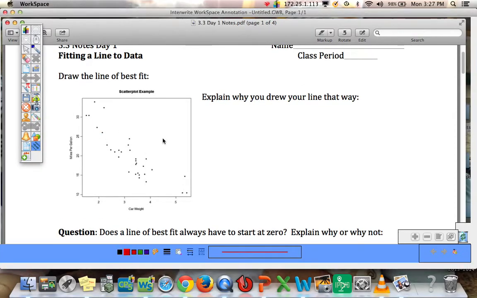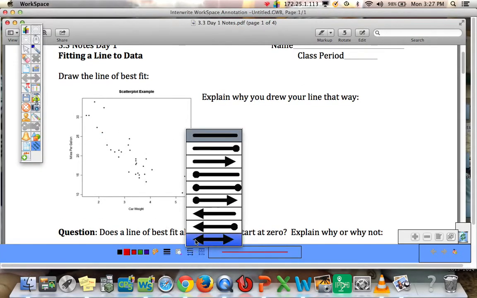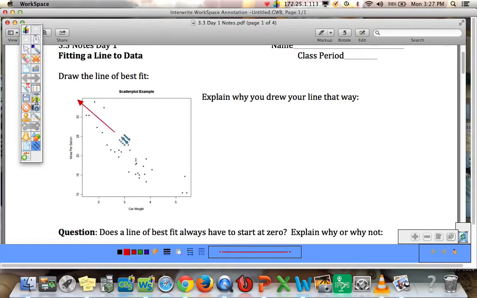So drawing the line of best fit, it would make sense that the slope would be negative. Your line might look something like this. Can you explain why you might draw your line this way? And there's a question. Does a line of best fit always have to start at 0? Explain why or why not.